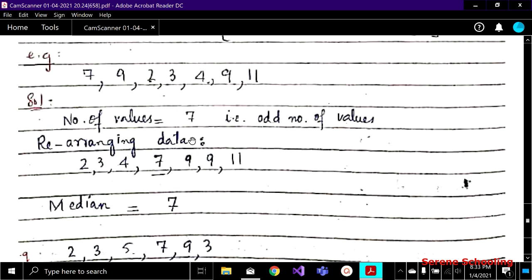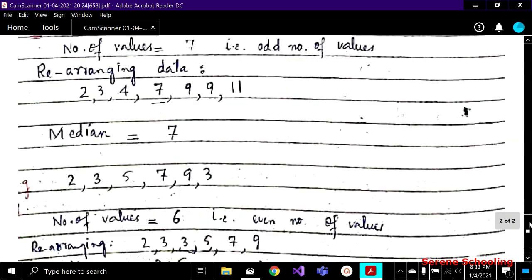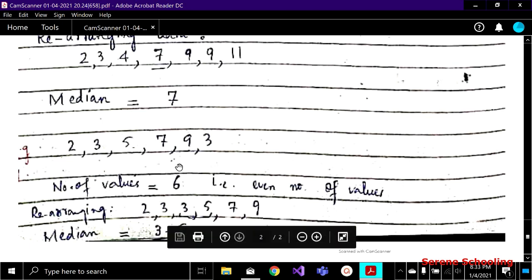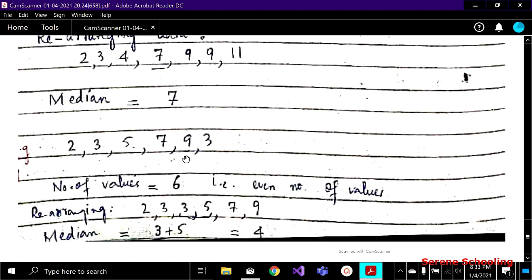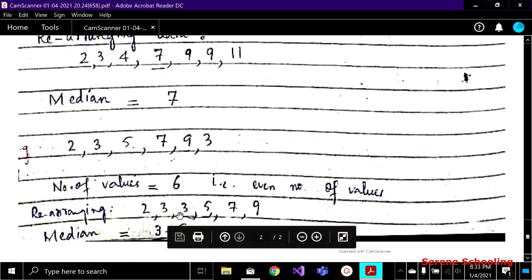Now this was the case of an odd number of values. With an odd number of values you can directly and easily guess which is our median. But when we are given an even number of values, see what we have to do in that case. We will also solve this without using the formula. Here the total number of values is 6, which means an even number of values. The data was not arranged, this 3 is still over here, so we have arranged it like this, and now we have to find the median.